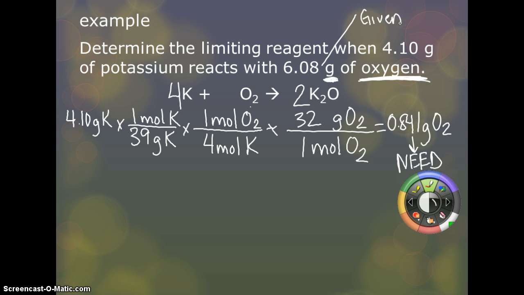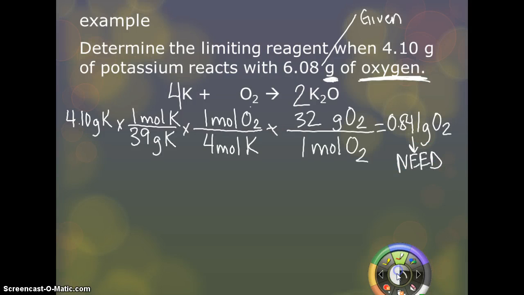So you need essentially 84 cents. You have $6. Do you have enough? Yes. So is oxygen your limiting reagent? No, because you have enough. That means that potassium is going to be your limiting reagent. Okay?